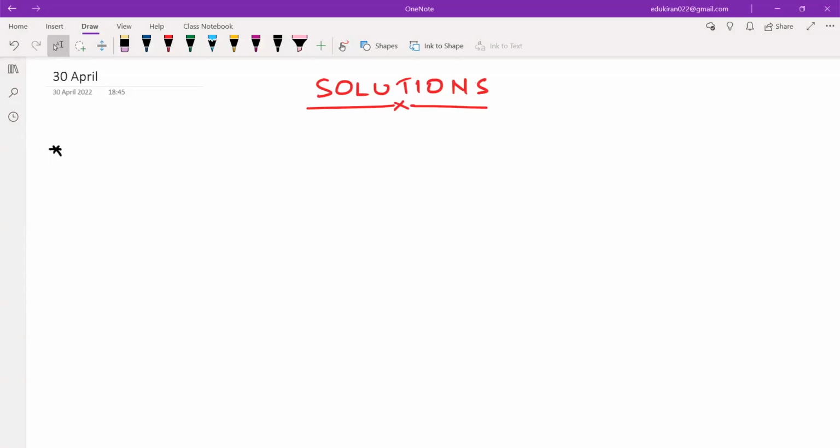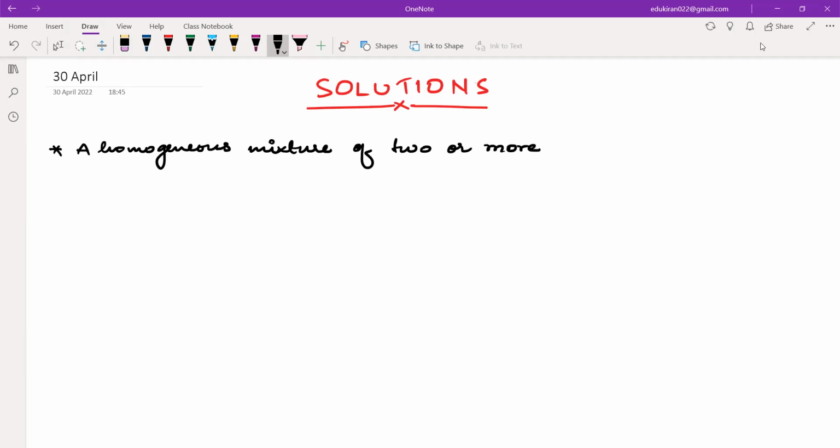Okay, that is correct in a way, but a better definition is that it is a mixture. First thing is that whenever you hear this word solution, it is a mixture, but it is a homogeneous mixture. A homogeneous mixture of two or more substances. Okay, it is a solution.